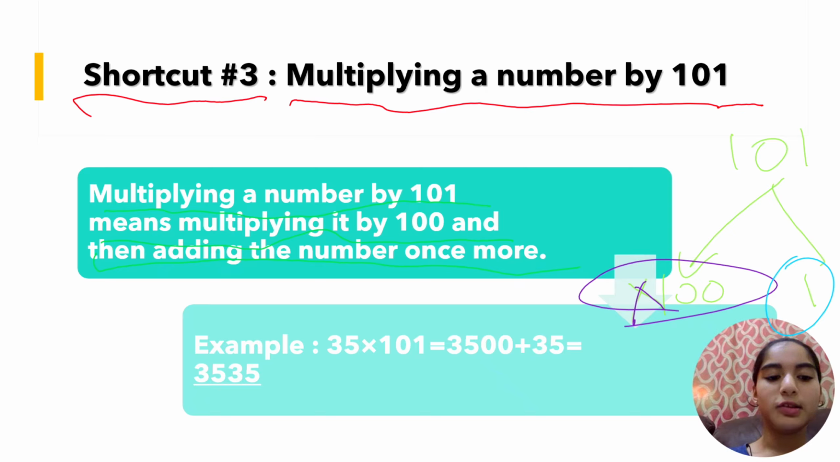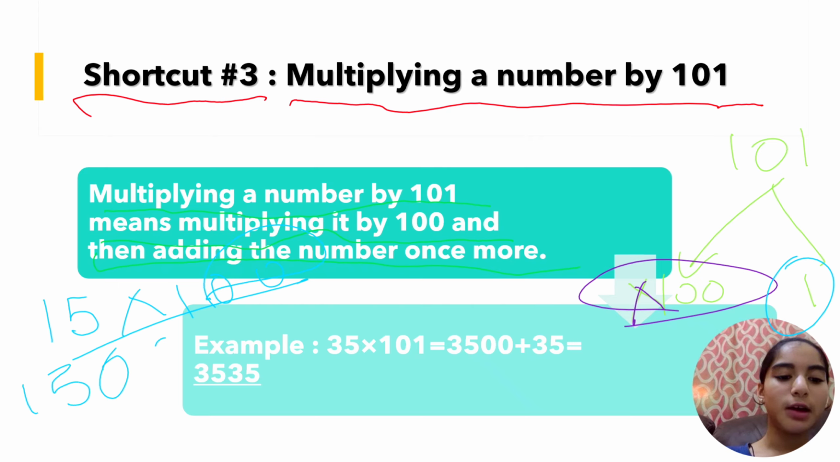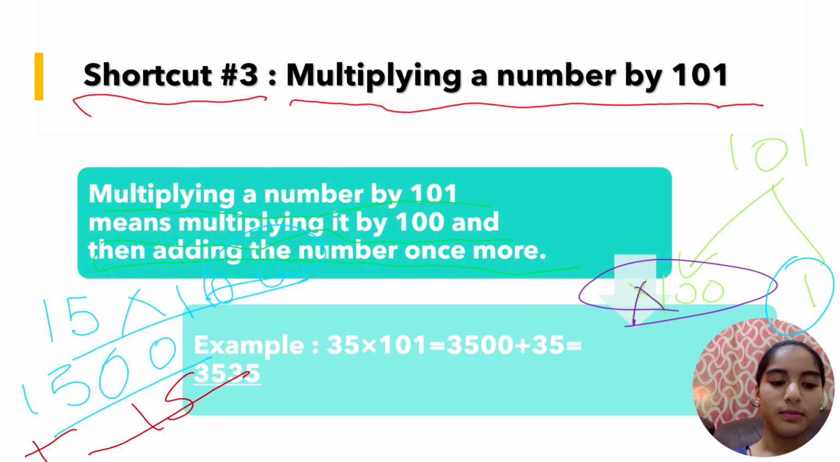So let me try this with the number 15. I first multiply 15 by 100, which is basically adding two zeros at the end. 1500 will be the answer. Then I repeat the number once more. So let me add 15 to it. 1515, which is just like repeating 15 one more time.